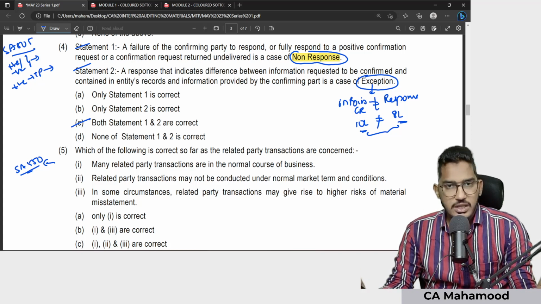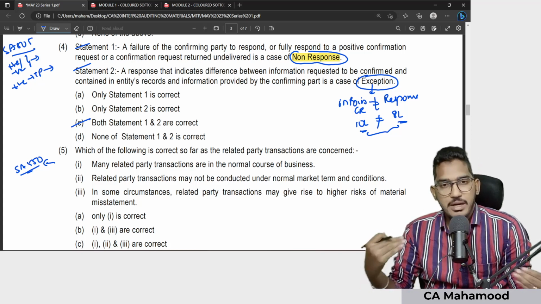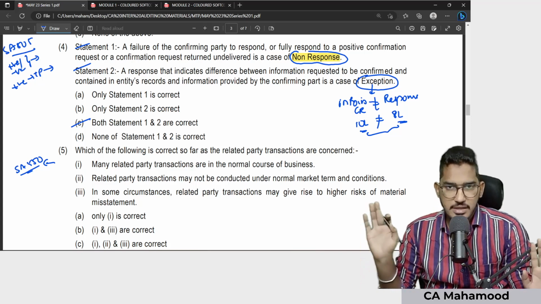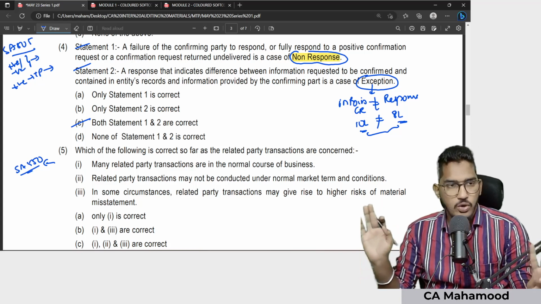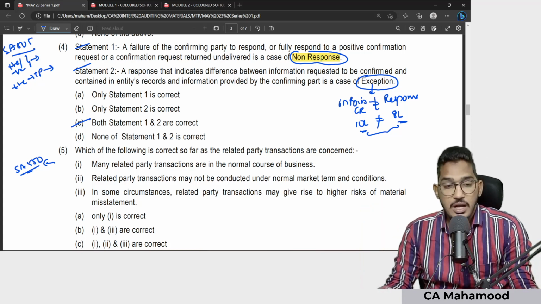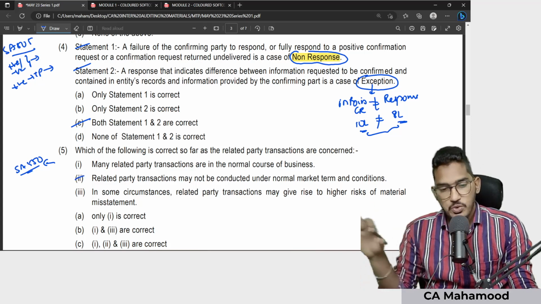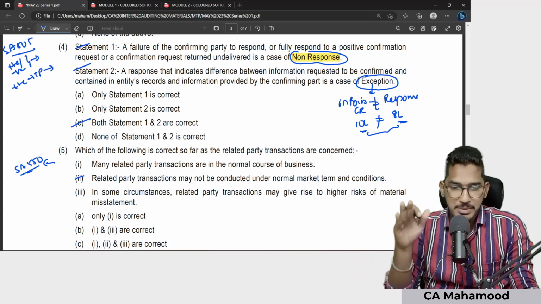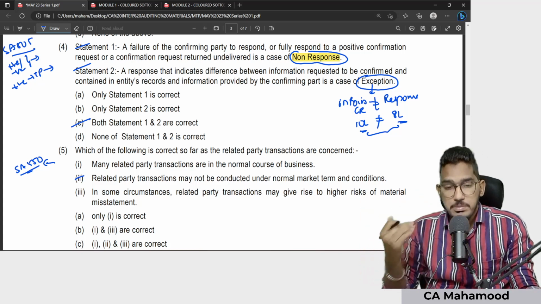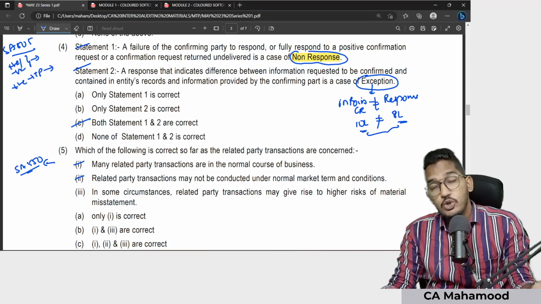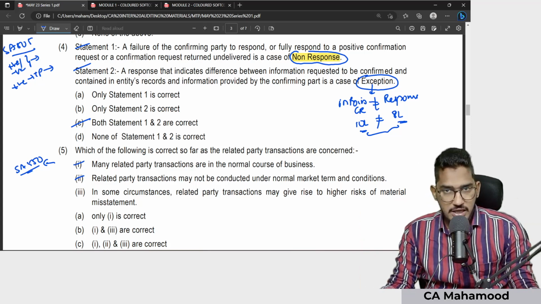Yes. See, generally related party transactions happen on an arm's length basis. In most of the cases, many related party transactions will happen in the ordinary course of business. That is true. Sometimes related party transactions may not be conducted under normal market terms and conditions. This also could happen. In most of the cases, related party transactions will happen in the normal course of business. But there might be some which might not be conducted under normal terms and conditions.